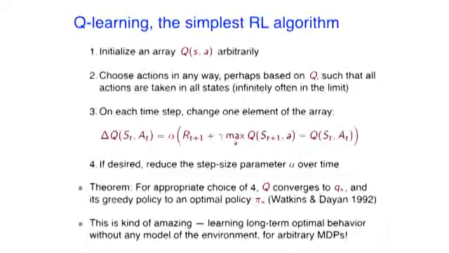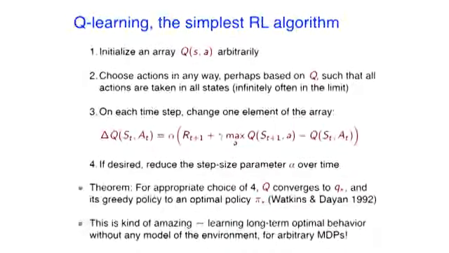Then we're going to choose actions, and we're allowed great flexibility here. We could choose actions in any way. We might choose them based on our estimate Q. But however we choose them, we're going to have to try all the actions in all the states, and in fact, because the world is stochastic, you really have to try everything in every state an infinite number of times if you want to find the optimal behavior. Okay, so step 3 is the magic step.